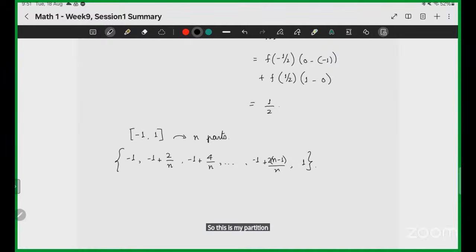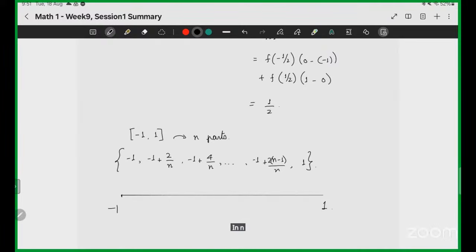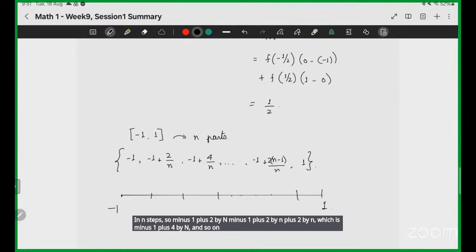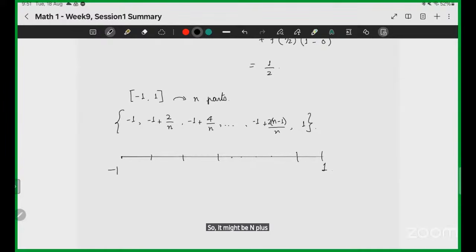So what have I done? I have taken this interval -1 to 1, and I want n parts. So look at the length of this interval. The length of this interval is 2. If I want n parts, I have to do -1 plus 2 divided by n should be my increment, so that I get to 1 in n steps. So -1 plus 2 by n, -1 plus 2 by n plus 2 by n, which is -1 plus 4 by n, and so on. So it might be n plus 1 parts or something, but that's fine.